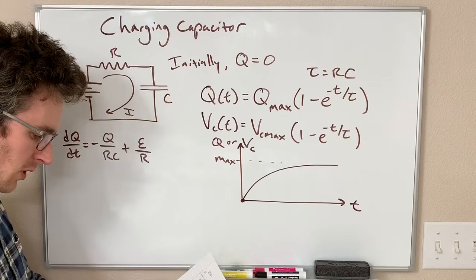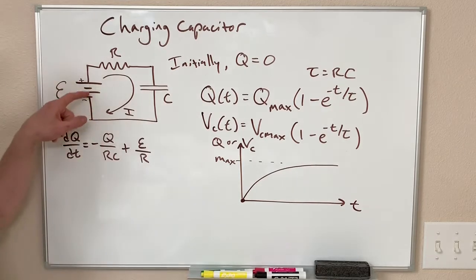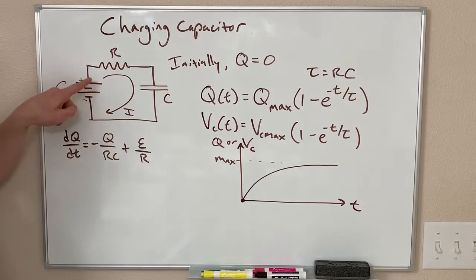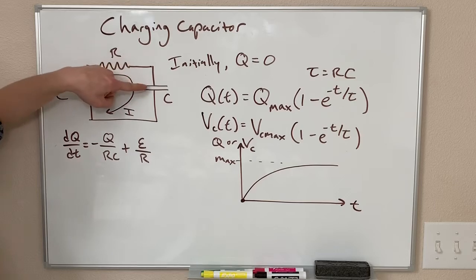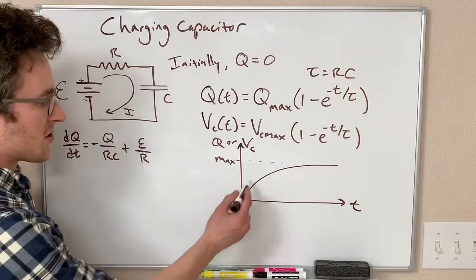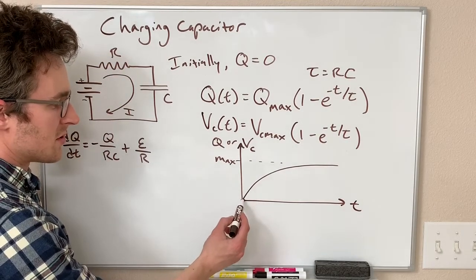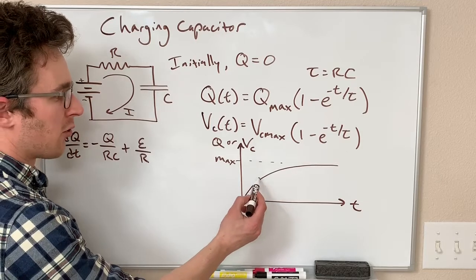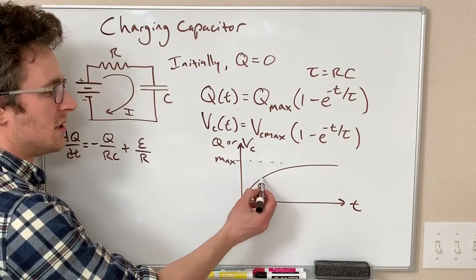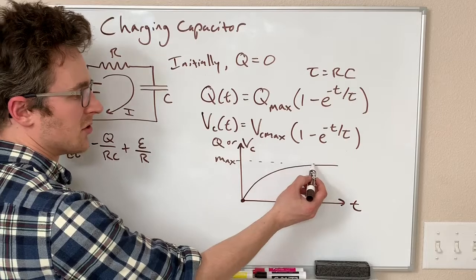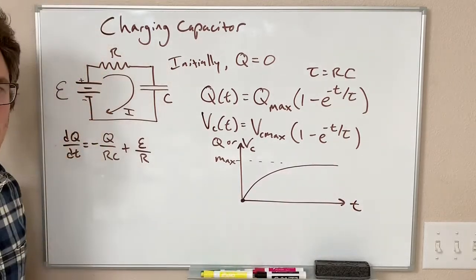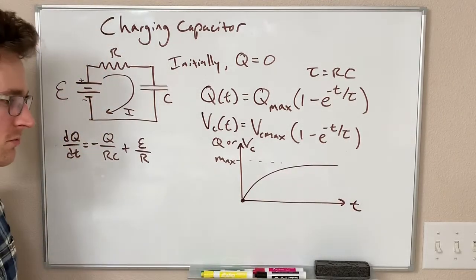So our current flows through the resistor, charge goes on the capacitor, and it starts off with the charge increasing rapidly, and the rate that it is increasing decreases and decreases until eventually it reaches this maximum value and the charge stops moving.